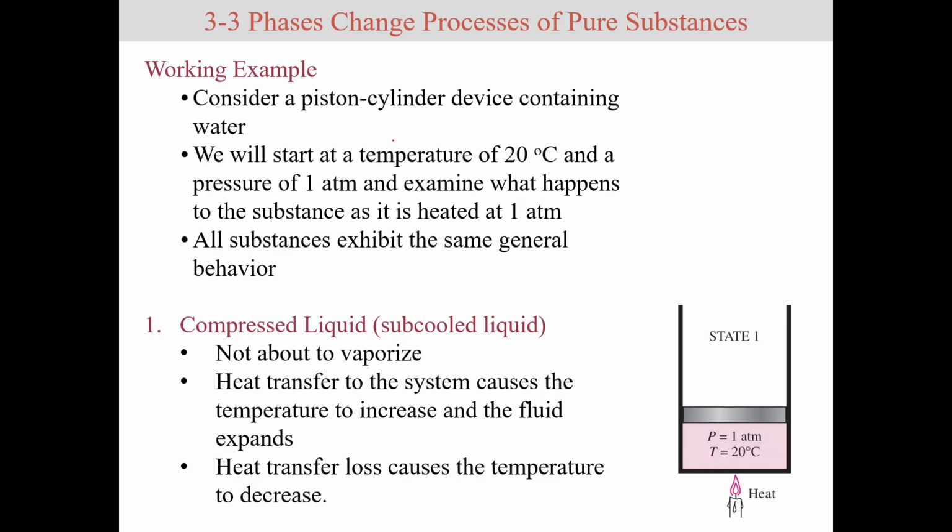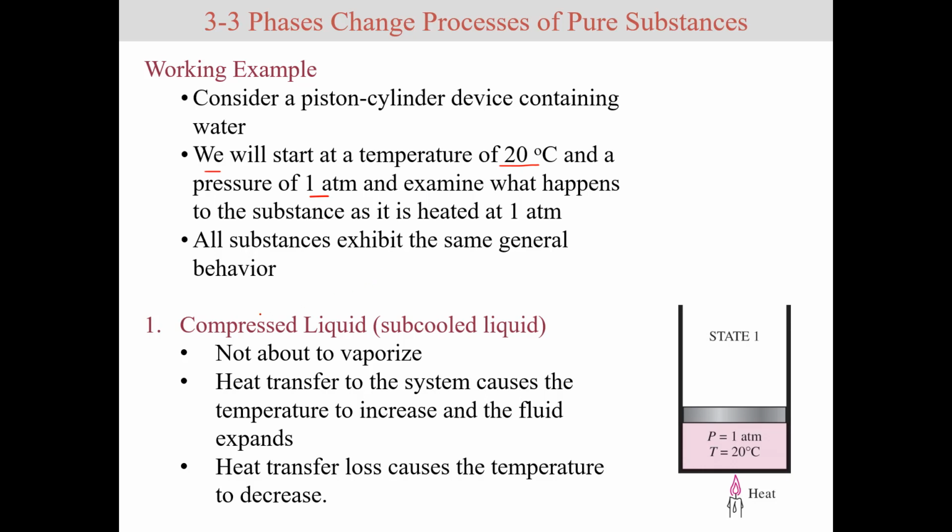So let's look at an example. Let's consider a piston cylinder device. In that piston cylinder device, we have water at 20 degrees Celsius at a pressure of 1 atmosphere. We're going to examine what happens to the substance as it's heated. Another example: picture that you poured water at 20 degrees Celsius into a saucepan, put that saucepan on the burner in your household, turned on the gas, and are heating up the water.